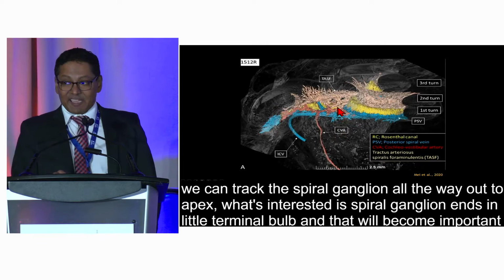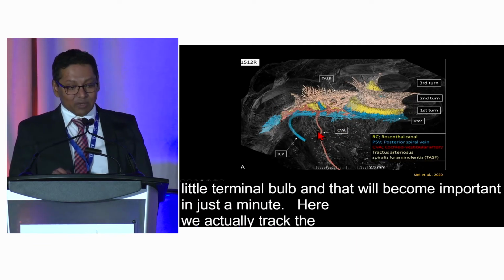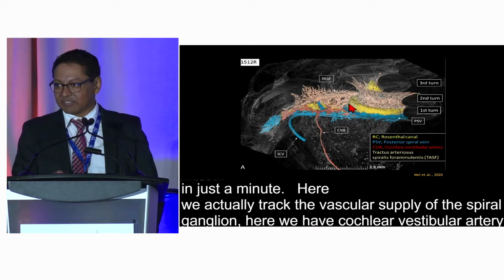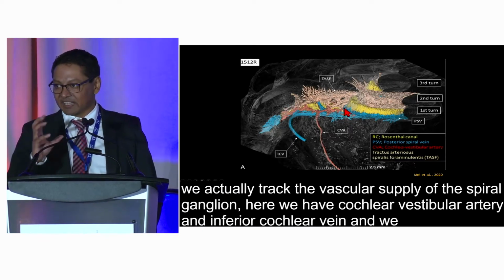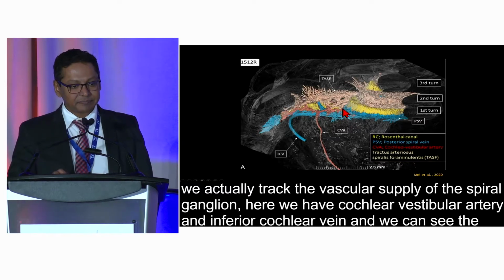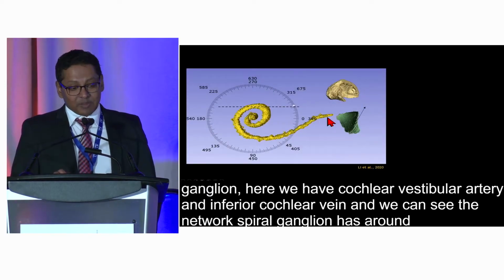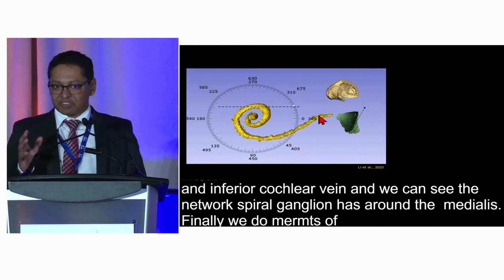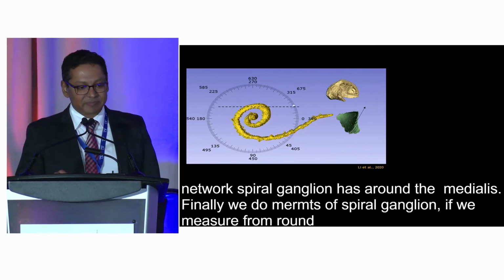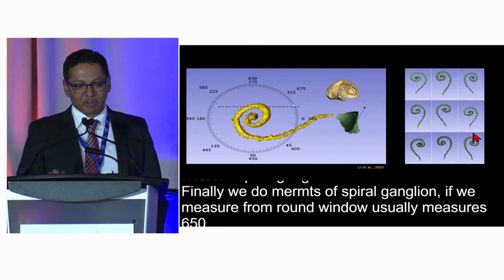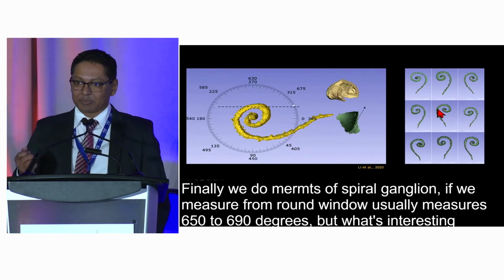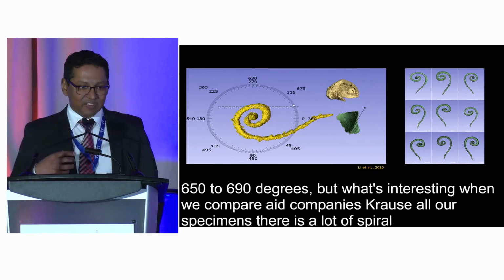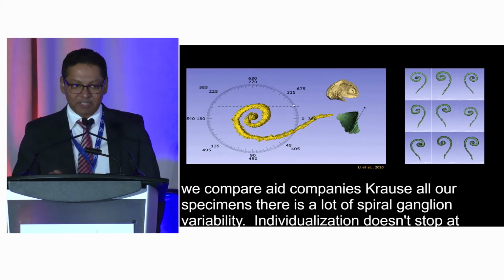Here we actually track the vascular supply of the spiral ganglion. So here we have the cochleovestibular artery and the inferior cochlear vein, and we could see what a rich anastomotic network of vascular supply the spiral ganglion has around the modiolus. Finally, we did some measurements of the spiral ganglion. If we measure from the round window, it usually measures 650 to 690 degrees. But what's interesting is when we compare it across all our specimens, there actually is a lot of spiral ganglion variability. So individualization doesn't stop at the basilar membrane. Even if you're doing something perimodiolar, it also needs to be individualized.